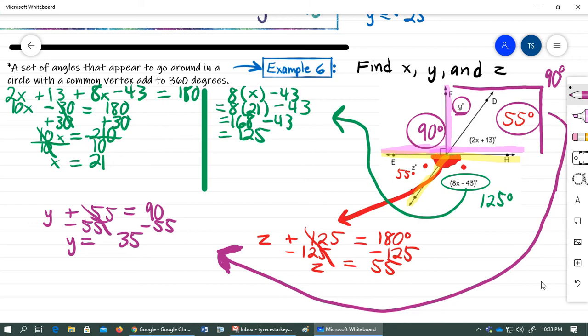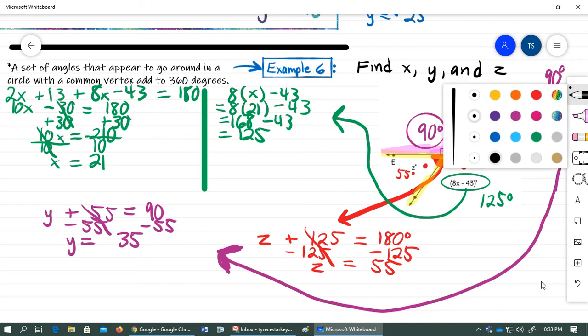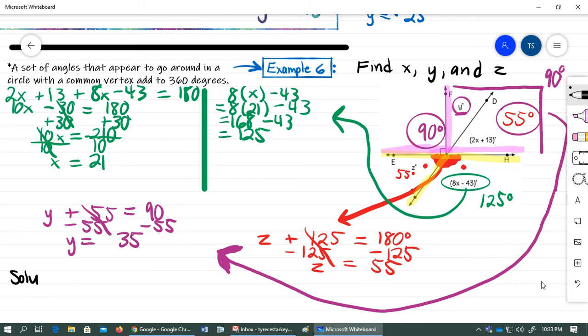All right, so guys, that's all three of those solutions there. And so our solutions are the fact that x equals, what was x? 21. y equals, what was y? 35. And z was 55. All right, so those were our solutions there.